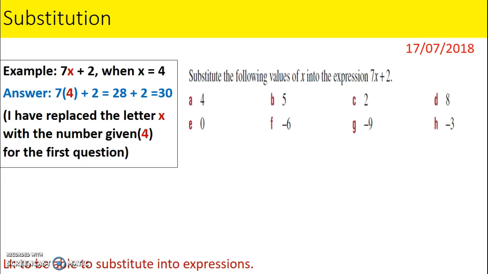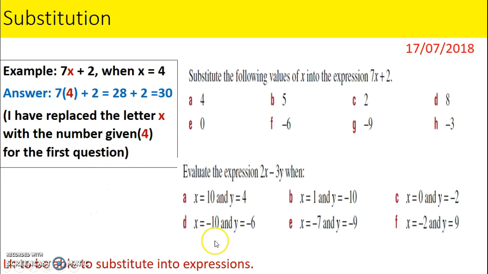Or the question might look like this. It says evaluate. This word just simply means just do what you have to do for the questions given. So for here, you've got two variables, x and y, or pronumerals, which you don't know what their values are. And for the first question, you should replace the x with 10 and y with 4. Then you will get an answer. For the second question, x with 1 and y with minus 10. So all you are doing is you are replacing the letters with the numbers given for each question.